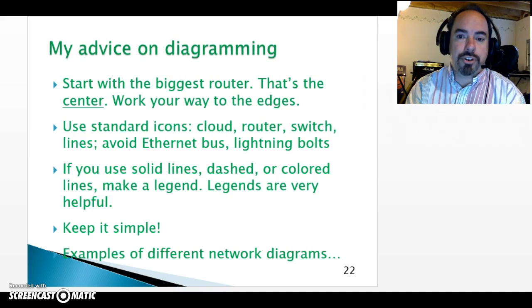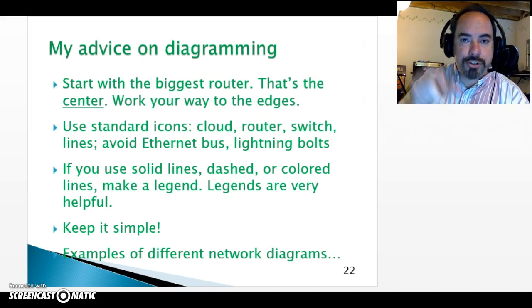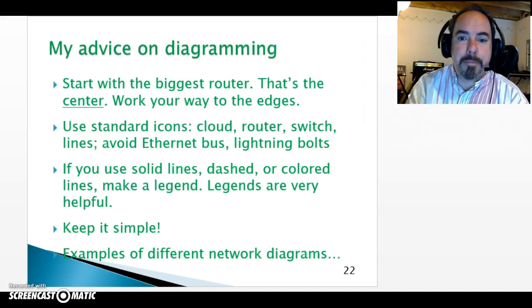Make sure you're using standardized icons, so the cloud icon, obviously. A router is a circle with 2 arrows on it. A switch is a square with 2 arrows on it. In Visio, you'll see an icon for an Ethernet bus. I don't use that. It's cumbersome and doesn't make any sense. A lot of times use lightning bolts for wireless connectivity, or maybe a dashed line. But whether you use solid lines, dashed lines, or colored lines, make sure you have a legend at the bottom of your network diagram that explains them. And once you're comfortable doing this, of course, add network diagramming to your resume.